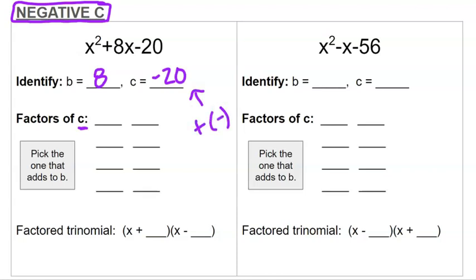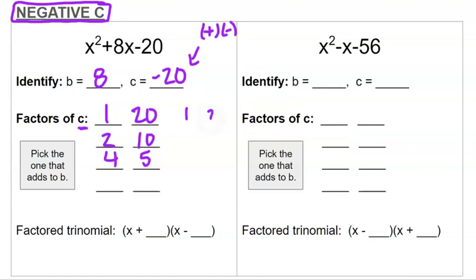It's going to be a positive times a negative. So when we're listing out factors of c, we have 1 and 20, 2 and 10, 4 and 5. One of these is going to end up being a negative value. So what I'm going to do is list them out twice, and on each pair I'm going to make a different one negative. So negative 1 times 20, 1 times negative 20. 2 and 10 will make 2 negative, 10 negative. 4 and 5, 4 is negative, and then 5 is negative.